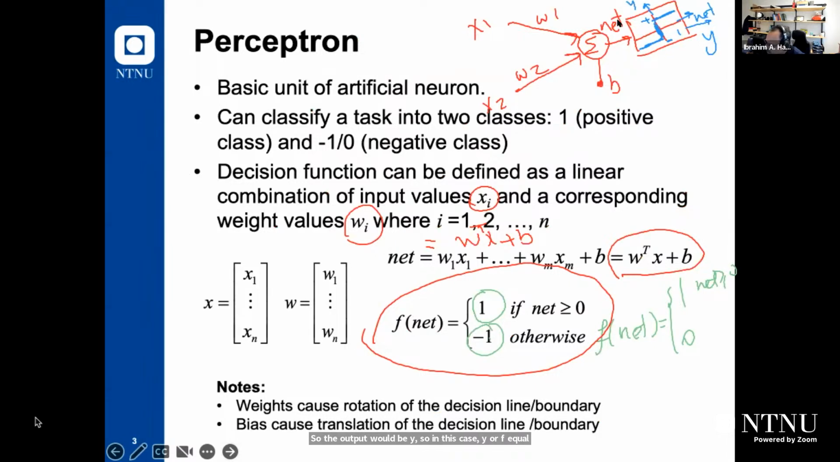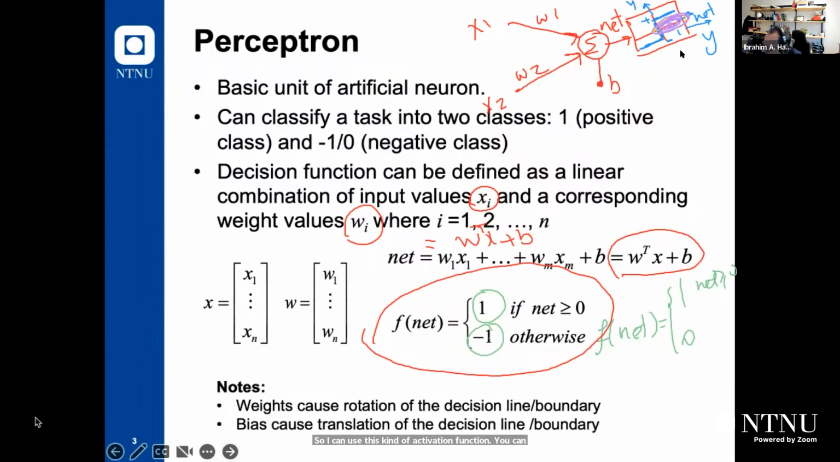It will be +1 when net is greater than 0. Do you see that part? So when net is greater than or equal to 0, the output will be +1. Otherwise, it will be -1. So I can use this kind of activation function. You can just invent your own activation function.